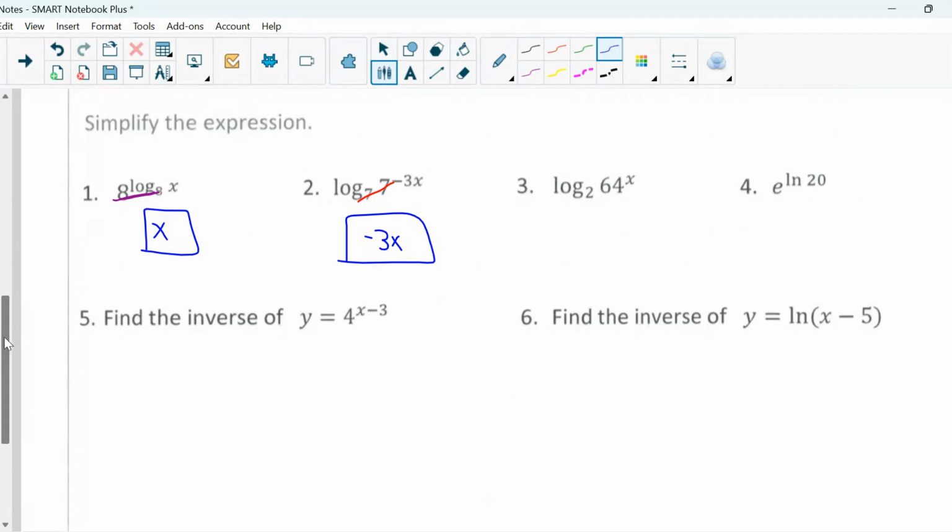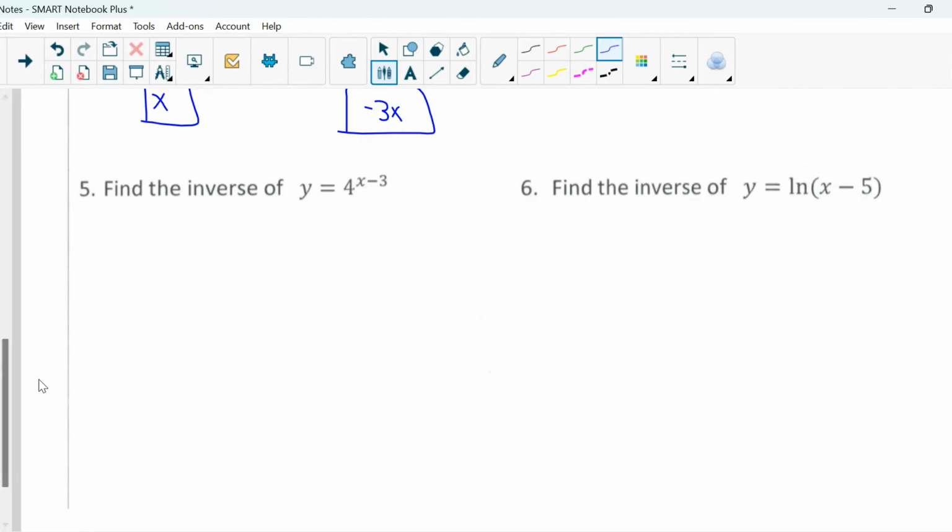All right, so let's find the inverse of one more of these. I think it would be helpful to do number 5. So the first step on number 5 is let's swap our x and y. So I can rewrite this as x equals 4 to the y minus 3 power.